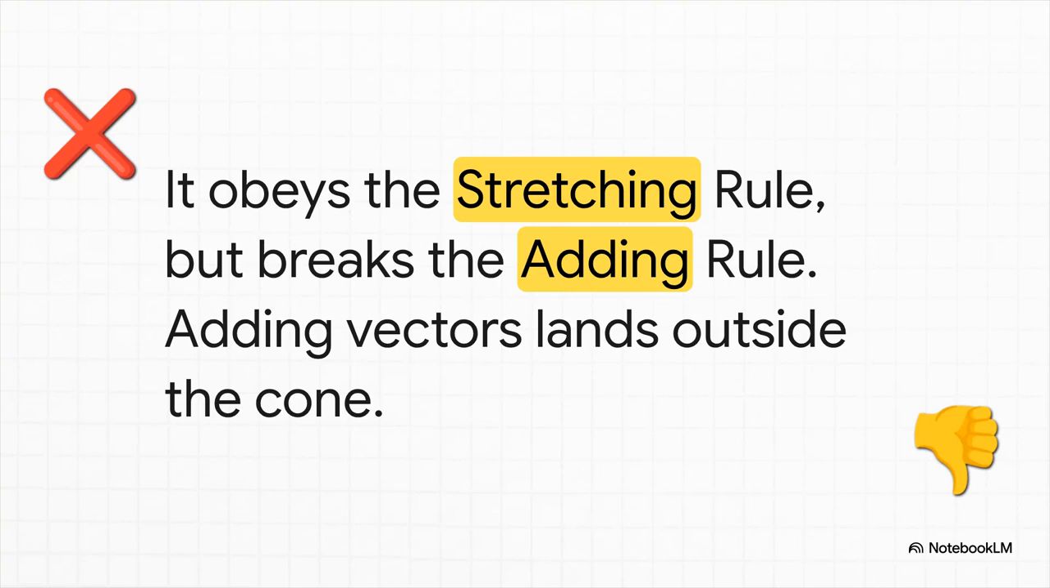Okay, so look at this. Imagine you just have two separate rays, both starting from the origin, but pointing in different directions. Now, this is a cone, technically. Why? Because it follows our first rule, the stretching rule. You can pick any point on either ray, stretch it, and it stays on its ray. But it completely fails our second rule. If you take an arrow from the first ray and you add it to an arrow from the second ray, where do you end up? Bam! You land right in that empty space between them. Since you landed outside the set, it is not a convex cone.